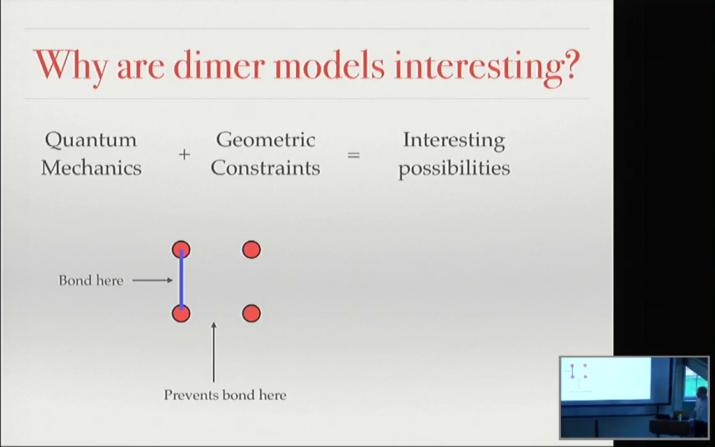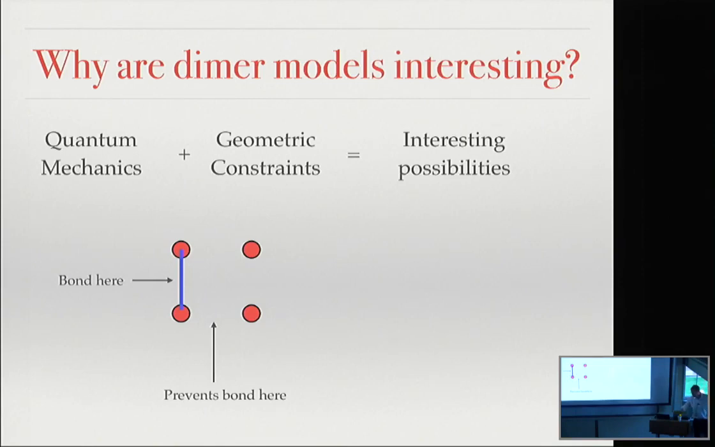Okay. So this seems pretty esoteric. Why is it interesting? It's actually a good example of a general principle: if you take quantum mechanics and add constraints, interesting things pop out. And it's particularly successful when you think about geometric constraints. By a geometric constraint, I mean that if I put a bond between these two sites, I'm not allowed to put a bond between those two sites.